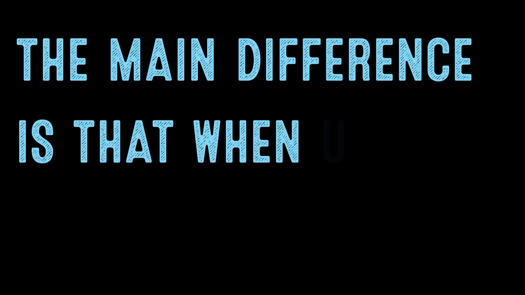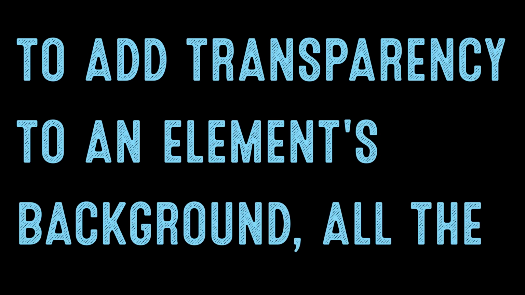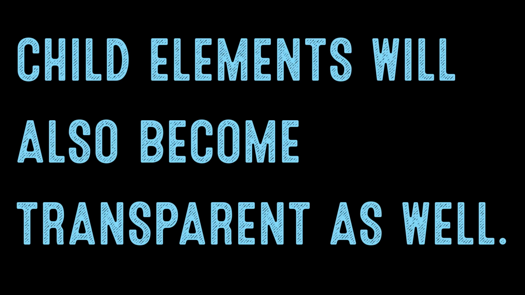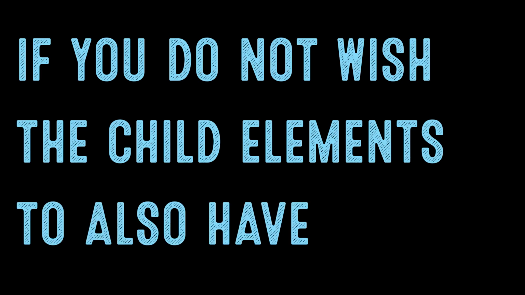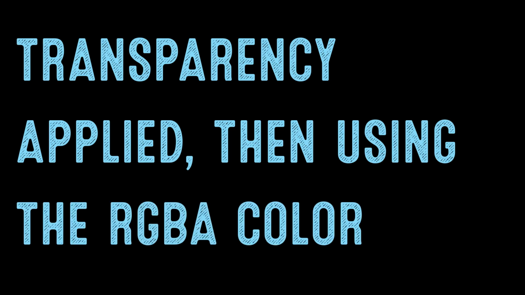The main difference is that when using the opacity property to add transparency to an element's background, all the child elements will also become transparent as well. If you do not wish the child elements to also have the transparency applied, then using the RGBA color space would be preferred.